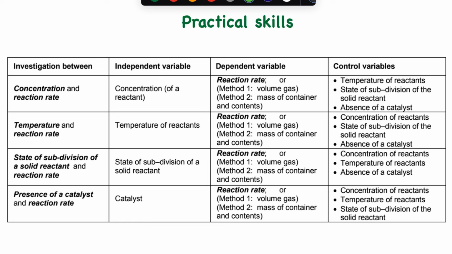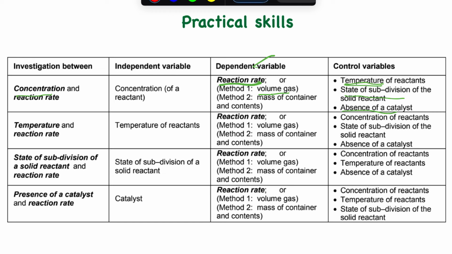The dependent variable is always the rate of reaction, or you can say the amount of volume per unit time. Very important to say the amount of volume per unit time. And then the control variable, guys, is always what you did not change. You did not change the temperature, you have changed the concentration, so the control will be the temperature or the surface area or the absence of catalyst, right?